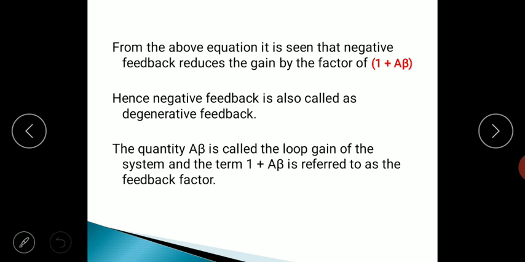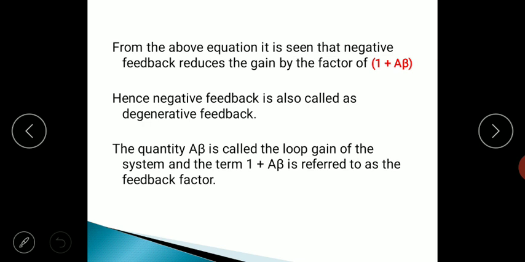Why is it called loop gain? Because A is the open loop gain of the amplifier and beta is the feedback fraction. So if you consider the total loop, the forward path is the amplifier and the feedback path is the feedback network. The total product of open loop gain A and the feedback fraction beta is called the loop gain of the system, or loop gain of the amplifier, and the term 1 plus A beta is referred to as the feedback factor.